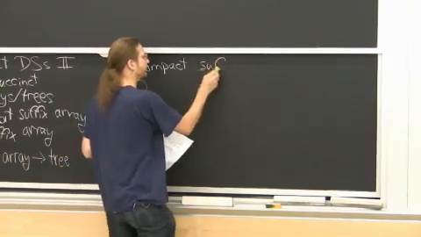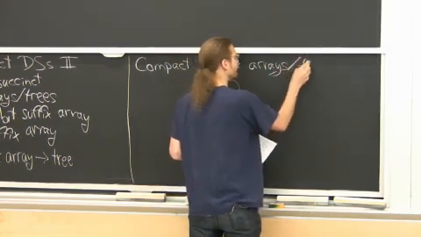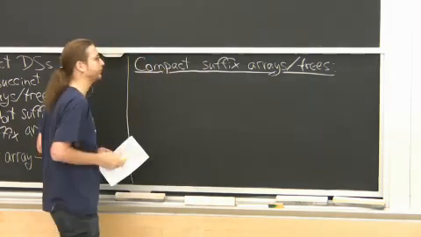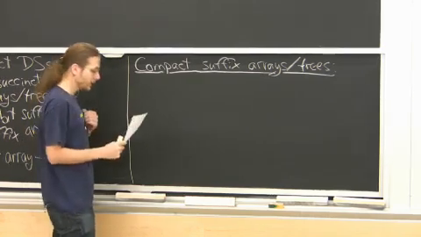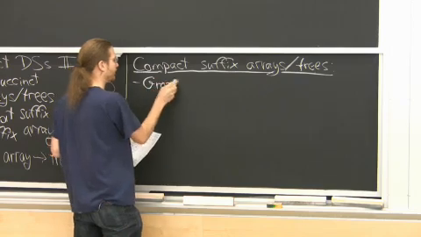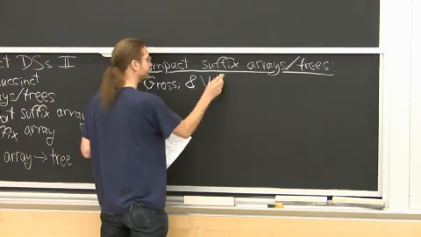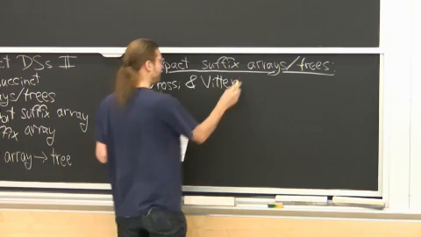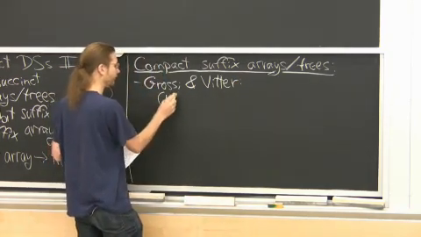So, compact suffix arrays and trees. I'm going to start out with the original results, and then I'll jump to the latest results, which are getting things to be succinct. The first result on this topic that got a compact suffix array is by Grossi and Vitter. This was in spring of 2000. Let me tell you the bounds that they achieve. This is actually the solution that we're going to look at.